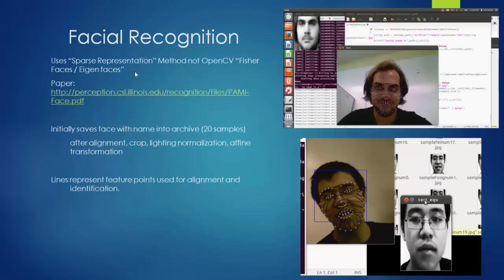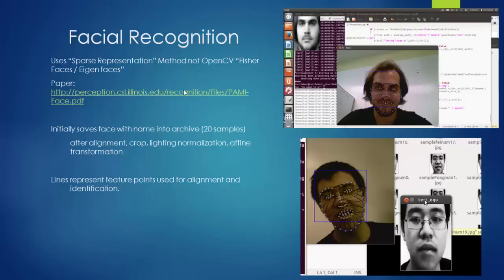Next we have facial recognition. We've actually switched from the conventional OpenCV examples that utilize the Fisherfaces and Eigenfaces method, mainly because they weren't as reliable as we would have liked. So we found this new method called sparse representation that is elaborated upon in this paper.